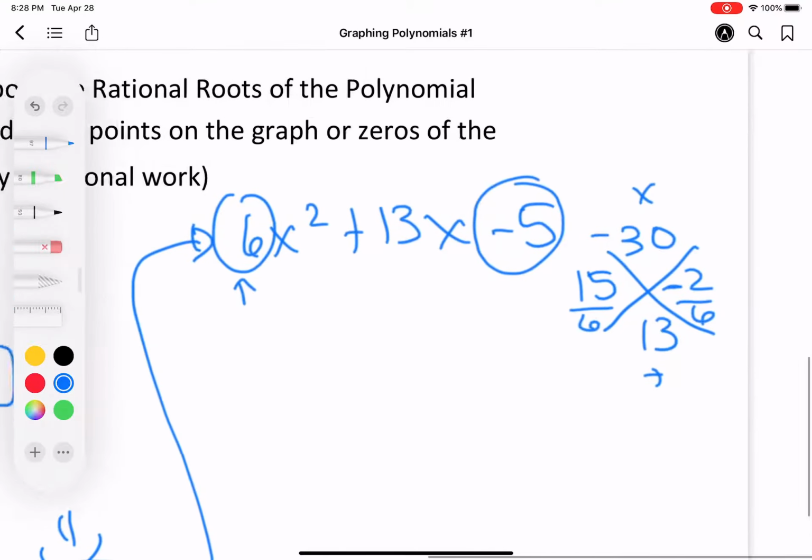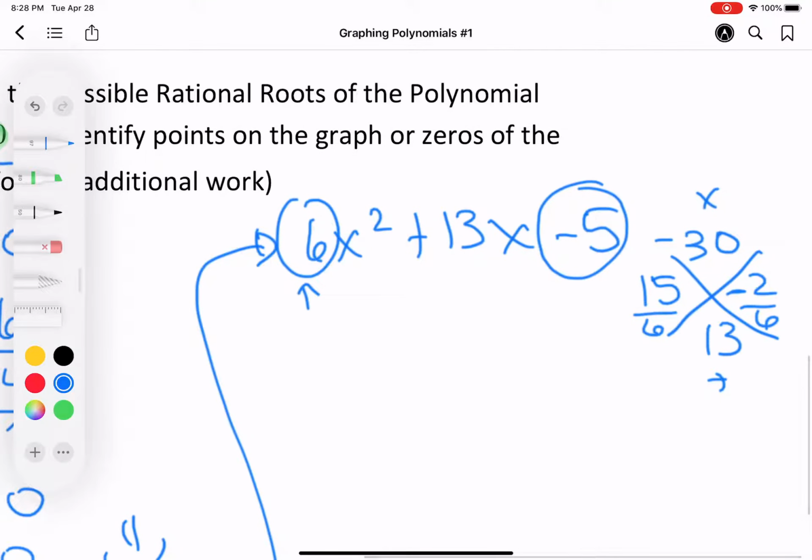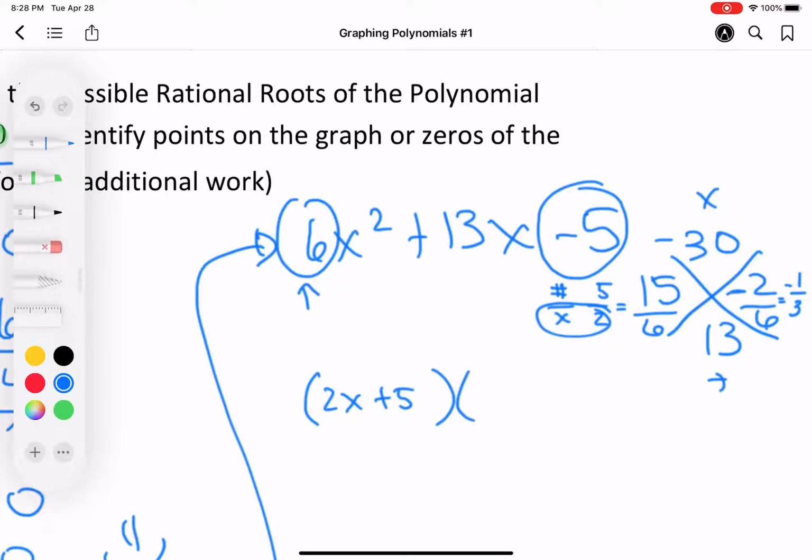So now I have to simplify. This I could divide both sides by 2, -1/3, right? And this one I divide by 3, which gives me 5/2. Yeah, that's pretty simplified. And remember, it's number over x. So when I write it in factored form, it's 2x plus 5. And same thing over here, this would be 3x minus 1. Okay, in factored form.